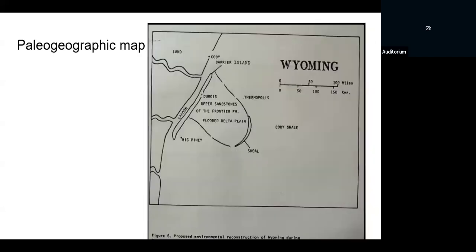Or the other model is a barrier island model, where you start with a barrier island like you see off the coast of New York today, followed by a lagoon, and then you get a marsh above that. So there were two models that I looked at for my dissertation, and eventually ended up merging them together because I thought that there was evidence for both. So here you see a reconstruction of what Wyoming may have looked like during the Middle Coniacian.